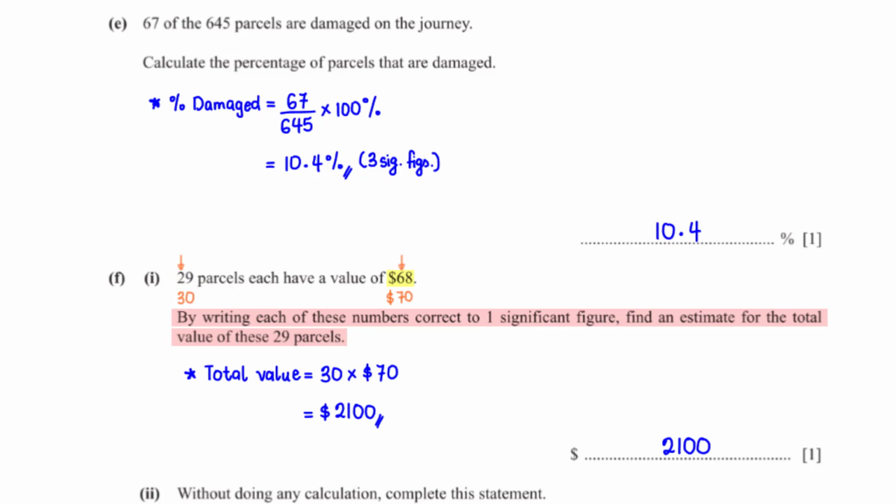For 68, the first significant figure is 6. The number after 6, which is 8, is greater than 5. So we add 1 to 6, giving us 7. The number after 6 becomes 0. So 68 becomes 70, rounded to one significant figure. So the total value of the parcels would be 30 times $70, which is equal to $2,100.